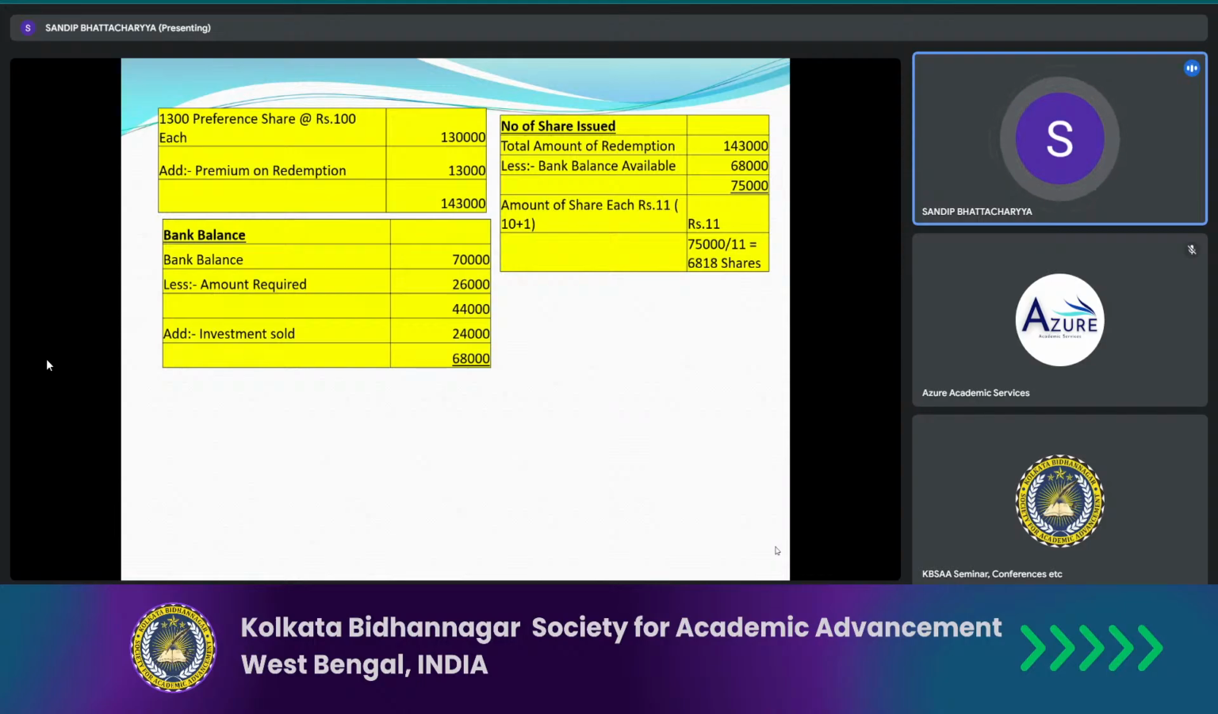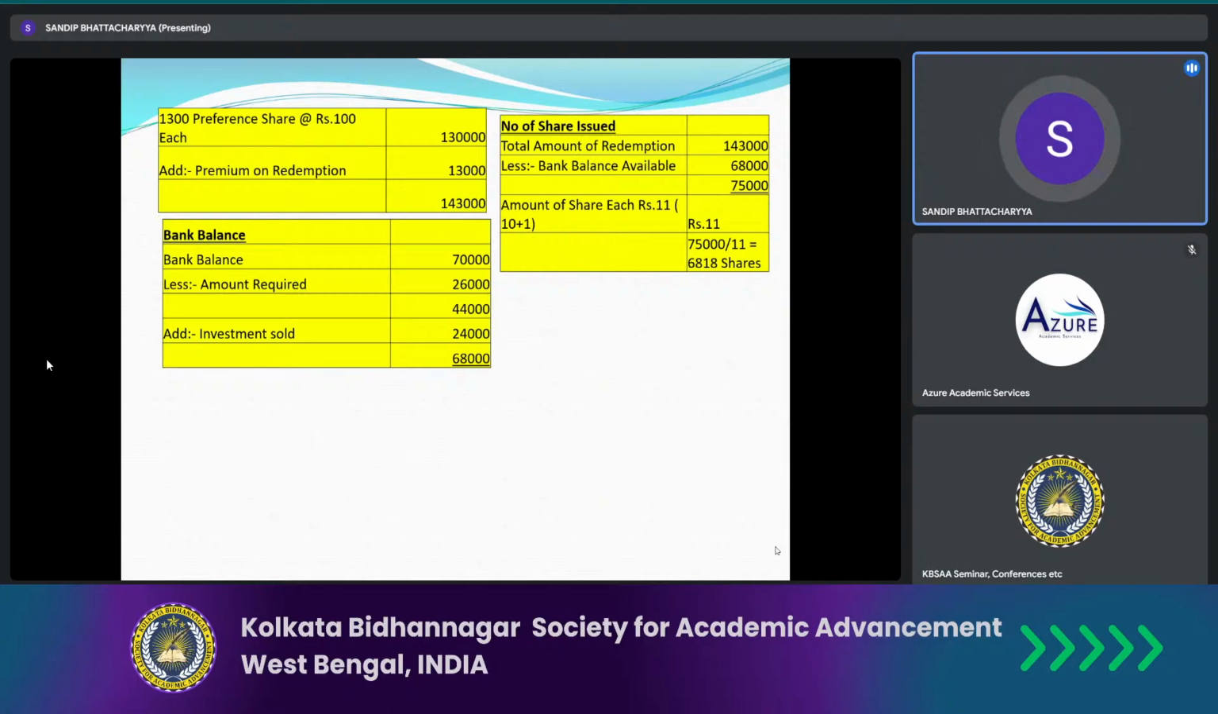This is working note number 1. Working note number 2, how much bank balance is available? That is the 70,000. It has already been given in the balance sheet. 26,000 is the mandated amount. So 70 minus 26 will be 44,000. And after selling of the investment, 24,000 is the cash inflow. That is the liquidity. That is 24 plus 44 equal to rupees 68,000. So this is the bank balance available.